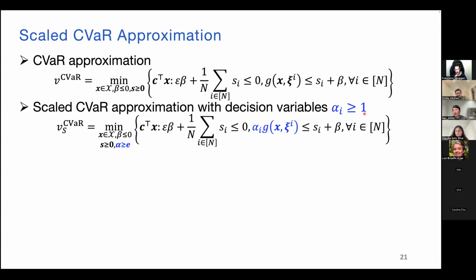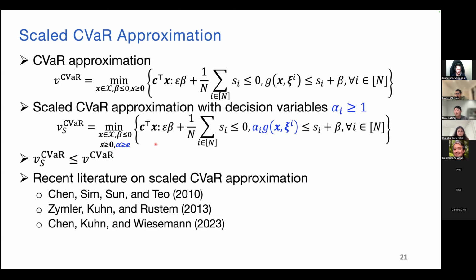We can also put other values here, but putting alpha greater than or equal to 1 is mainly for normalization. So right now this problem is a bilinear problem, but we want to show the power of this formulation. Very clearly, the scaled CVaR will be better than the CVaR approximation, because when alpha is 1, it recovers the original CVaR approximation.